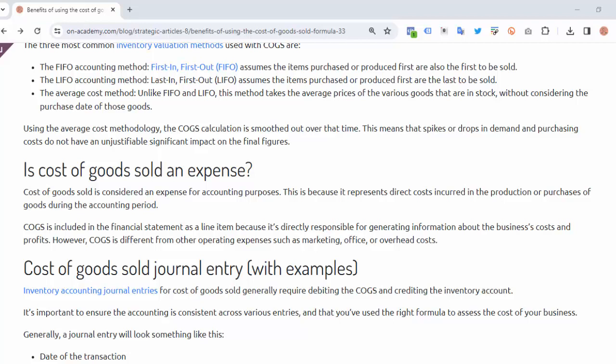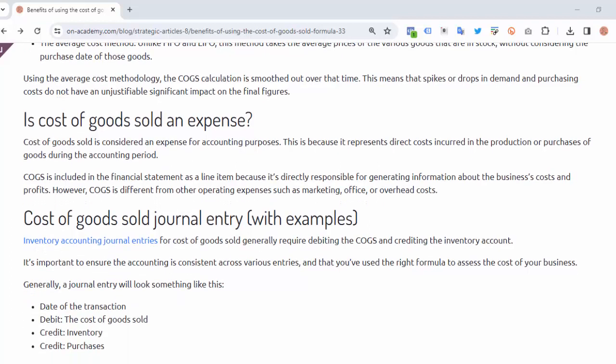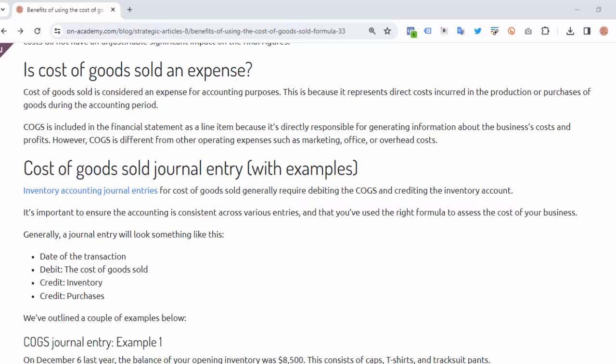Example 1. On December 6 last year, the balance of your opening inventory was $8,500. This consists of caps, t-shirts, and tracksuit pants. Through the COGS period, you purchase wool and cotton to make more items, along with additional items such as elastic and pre-made logos. You also pay for labor to create the products. The cost of all this is $3,000. At the end of your 6-month COGS period, you have $2,350 of closing inventory.